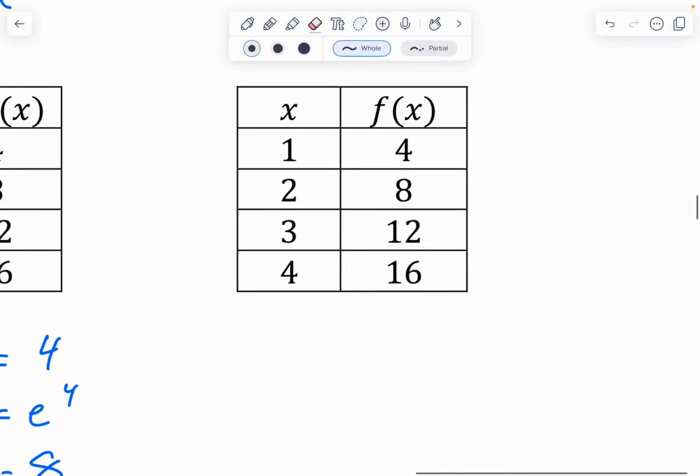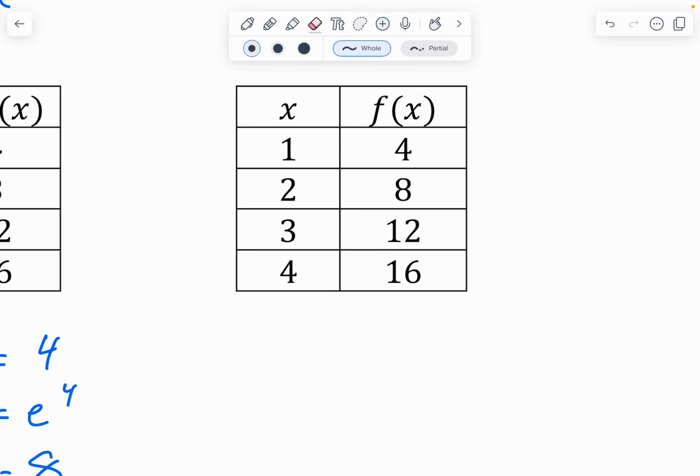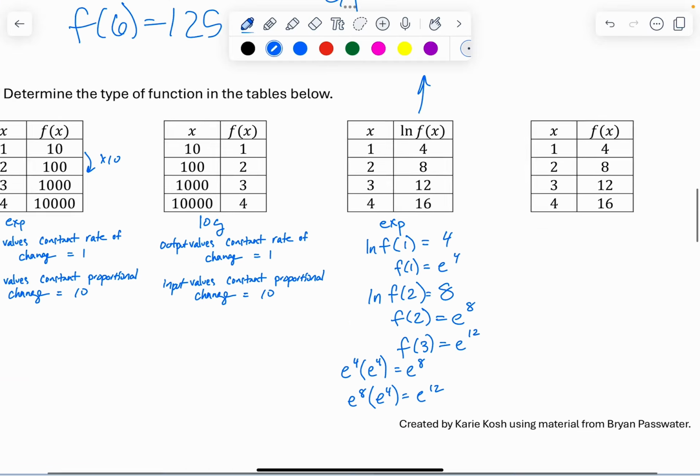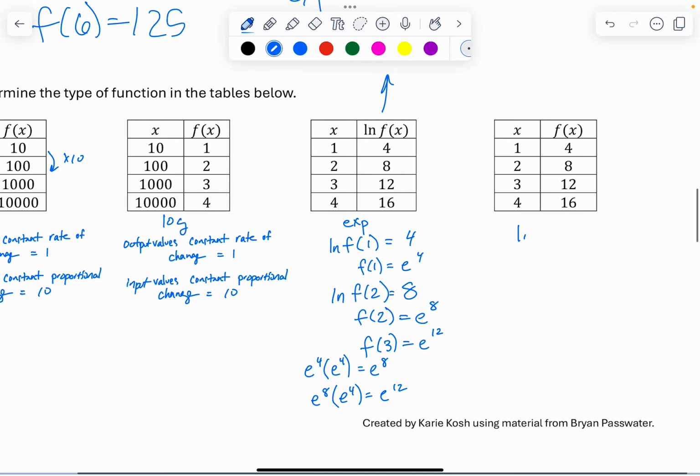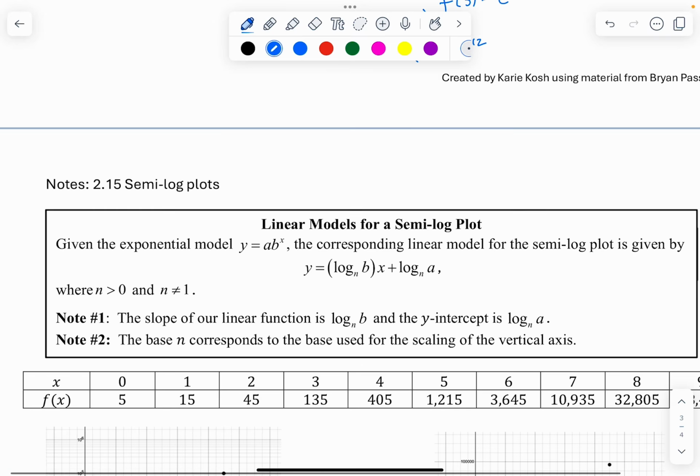And this last one is linear. The input values have a constant rate of change, and the output values have a constant rate of change. Okay, maybe I could write linear. All right, let's keep going.